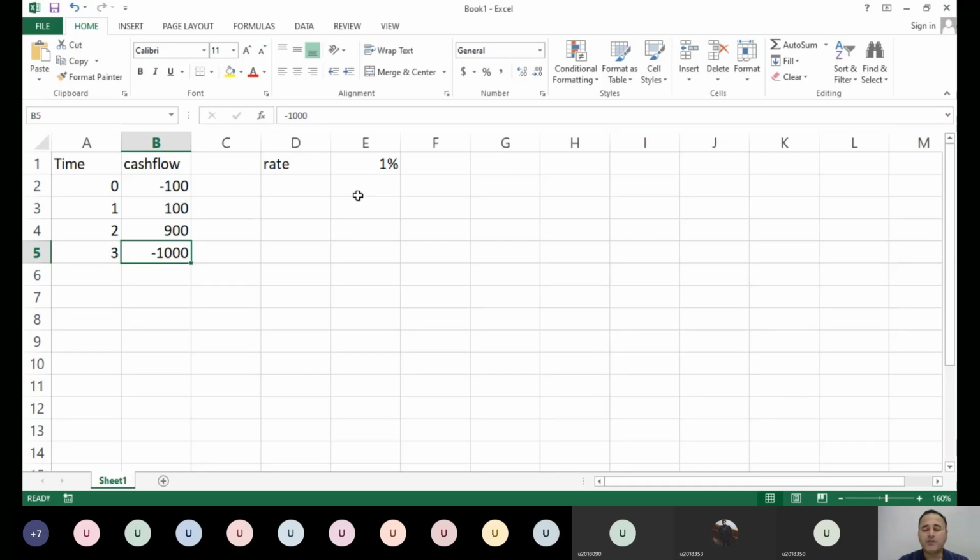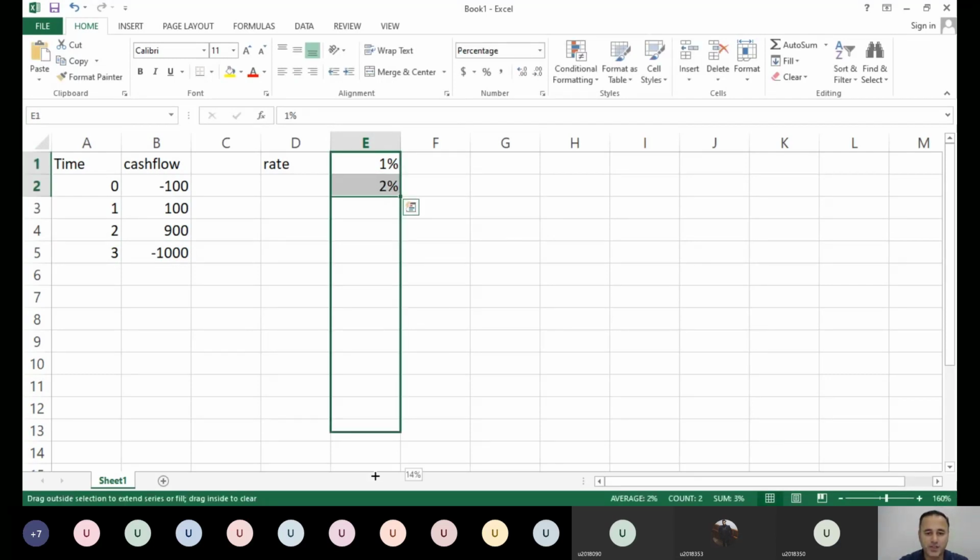So for example, let's say I'm trying to find an IRR. IRR is the rate at which your NPV is 0, right? So since the cash flows changed signs 2 times, there are 2 IRRs, and I'll demonstrate it to you. So suppose I'm working with different rates.